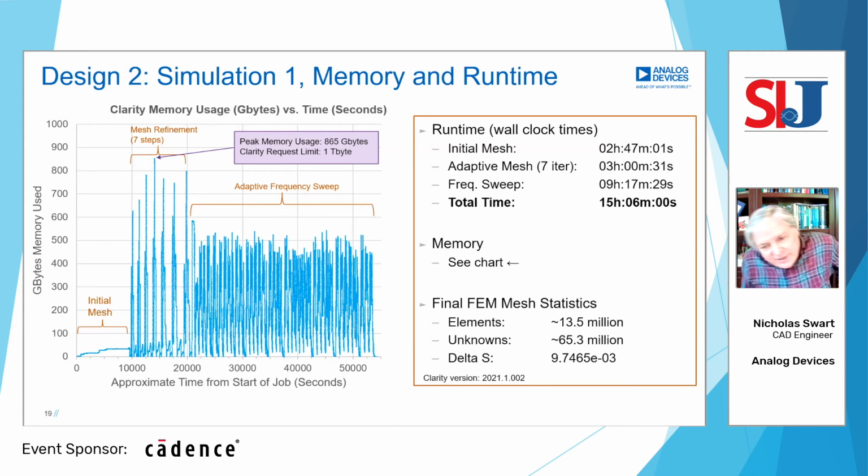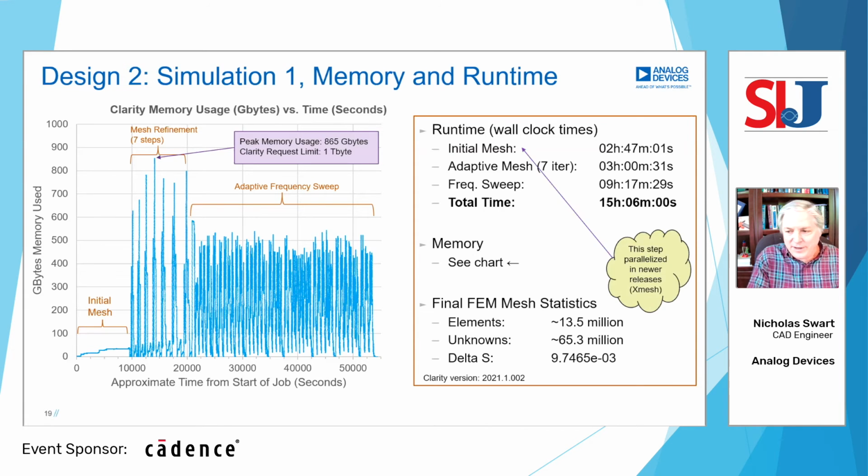Now remember, this is on a single dedicated machine. What we want to see now, of course, is how Clarity does with this same simulation on the Compute Farm. This initial mesh step in the newer versions of Clarity is parallelized, and I have one data point on that to show you in a little bit, but that drastically reduces this initial mesh step as well.